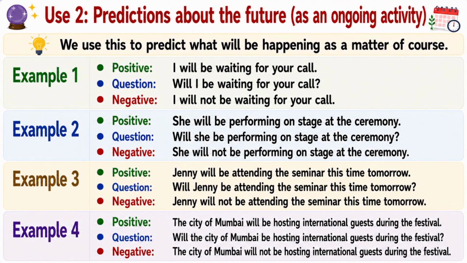Now let's understand the second use. We use the future continuous tense to make predictions about an action that will be happening in the future as a matter of course. In simple words, we predict that an action will be in progress at a particular future time. Look at the first example. I will be waiting for your call. This means the speaker expects that he or she will be waiting when the call comes. The question is will I be waiting for your call? The negative sentence is I will not be waiting for your call.